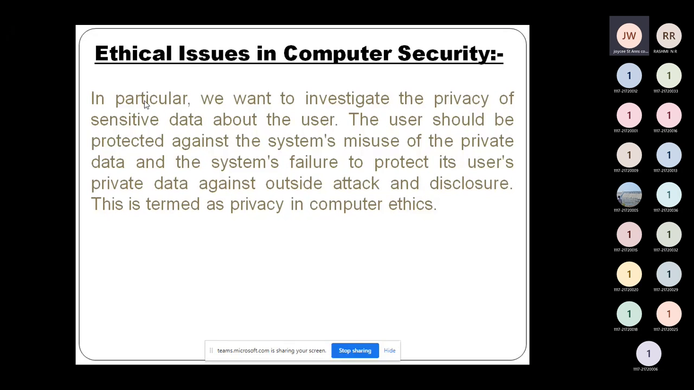Now, ethical issues in computer security. Ethics comes from the olden days, where personally they are generating those issues and personally we are making use of that. Based on ethical use in computer security, we are protecting against misuse or unauthorized use. Whenever we are doing some activity, if there is a system failure, to protect it from outside attack, we are using computer ethics. Computer ethics has different things.